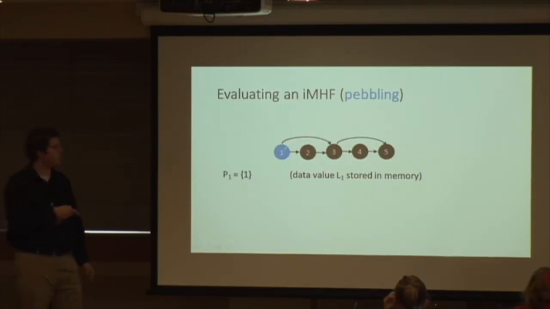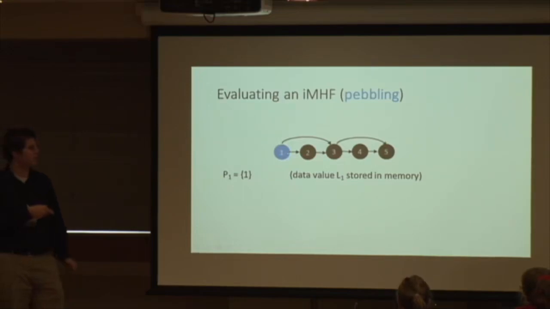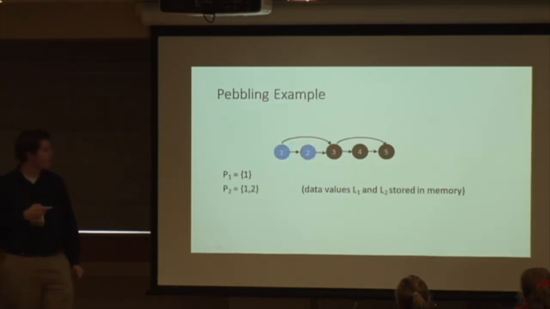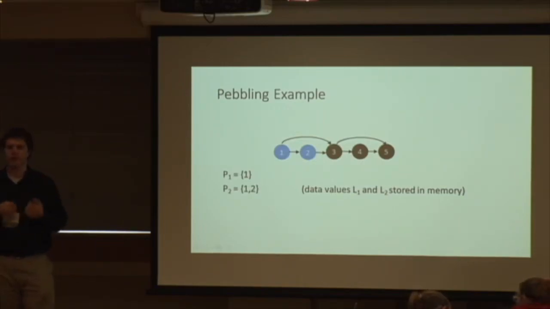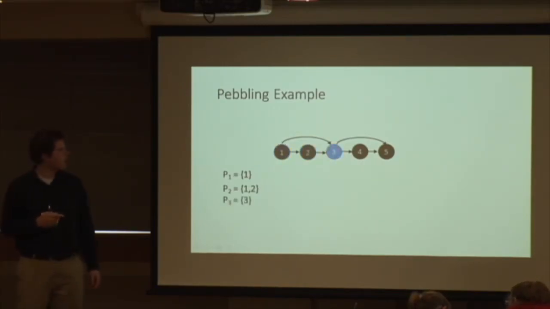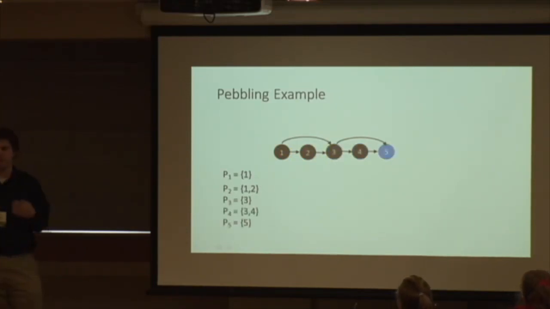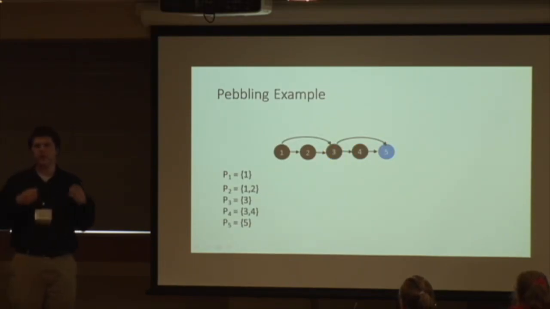All right, well, now that we have a pebble on node 1, we can place a pebble on node 2 because we have a pebble on its parents. So we'll place a pebble on node 2 and keep a pebble on node 1. This means that we've computed label 2, and we're storing labels 1 and 2 in memory. We can continue this process, compute label 3, compute label 4. Eventually, we place a pebble on node 5. And at this point, we're finished.